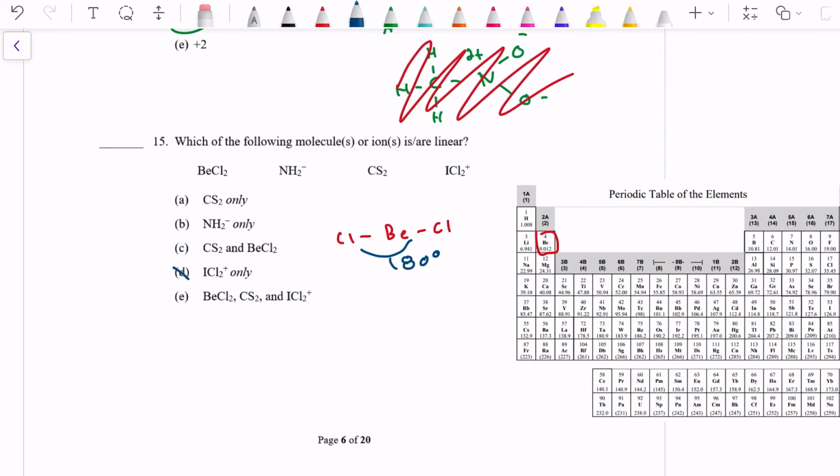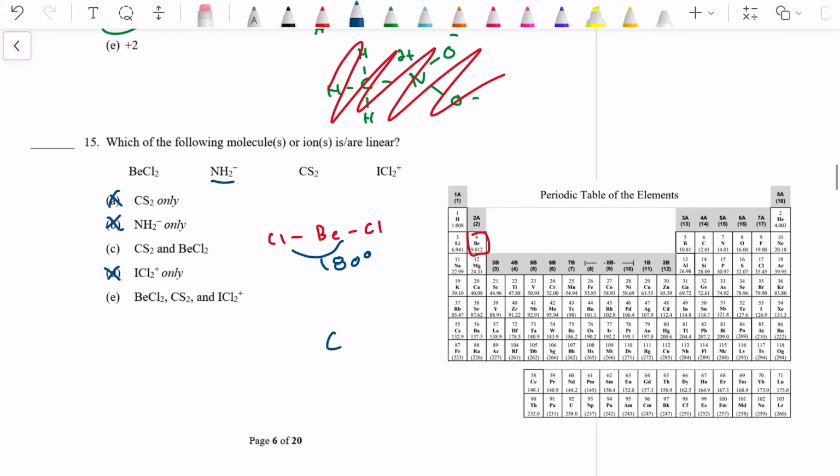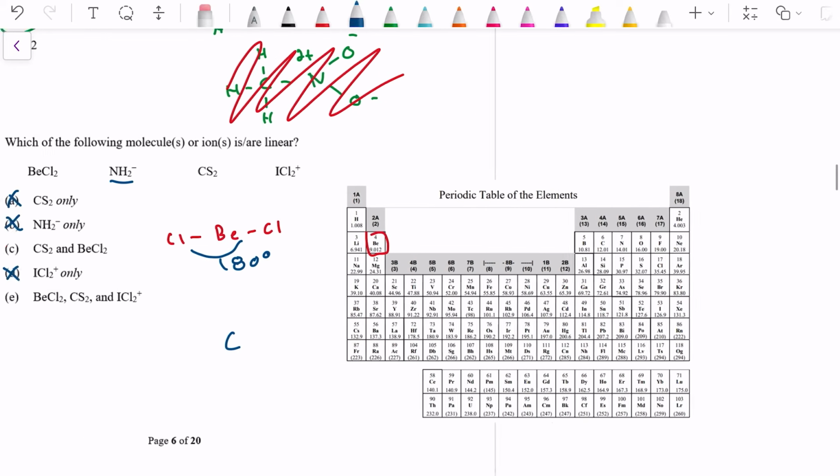So nope, nope, nope. C or E. NH2 minus. This is not in either the C or E answer choice. So actually, I'll just come back to this one because it's not in either of the answer choices that we now know have to be correct. So anyways, C, carbon disulfur.